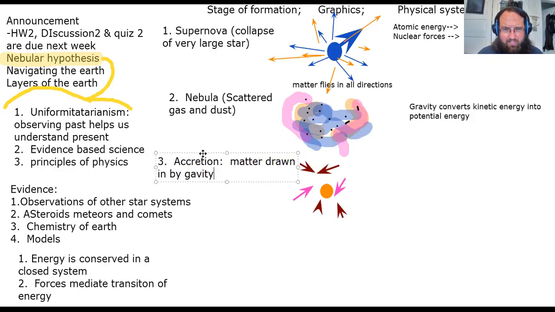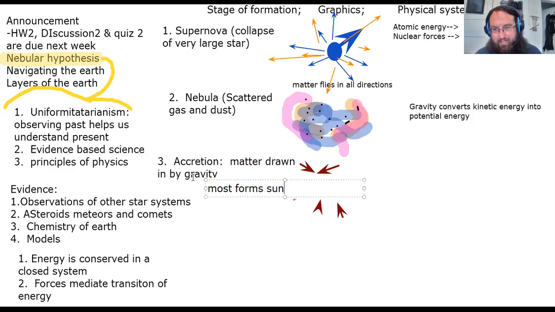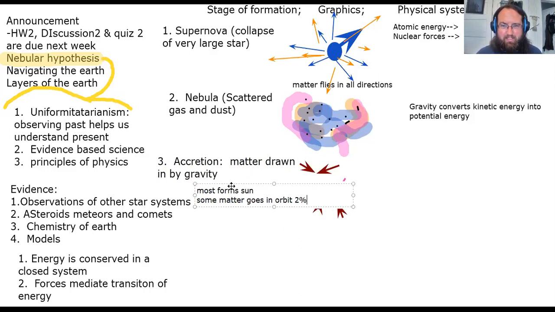Solid matter, widely scattered, starts to be drawn inward by gravity because all that matter is attracting other things. Now, most of this matter will form a sun, but some of that matter, as it's flying in, flies in so rapidly that it actually overshoots. And I think for our solar system, about 2% of the matter ended up in orbit around the sun, whereas most of the matter during the accretion event ended up basically forming the sun.